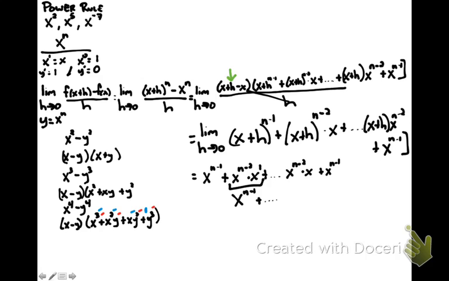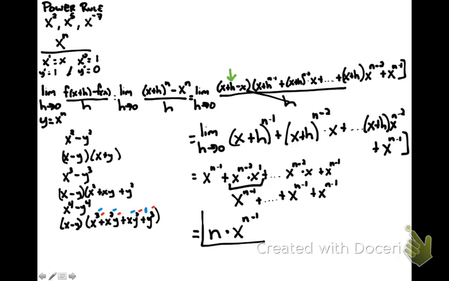And that's going to happen in every term in this sequence. I'm just going to have a bunch of n minus 1s. In fact, there will be n of them. So this is going to simplify down into n times x to the n minus 1.